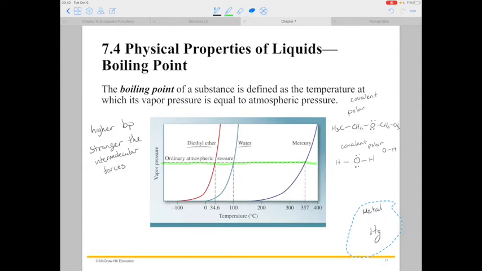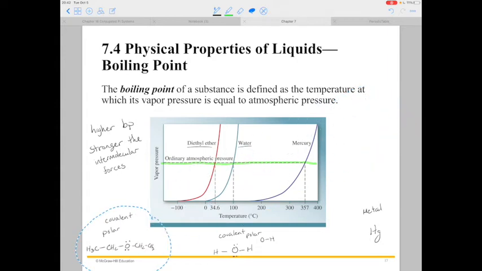Let's see if we can understand these trends in the boiling point illustrated here based on what we've just written. A covalent compound that's polar will experience dipole forces. That's what we see for diethyl ether. Water has those dipole forces, but it also has those stronger hydrogen bonds. And mercury is a metal, so it has those metallic bonds.